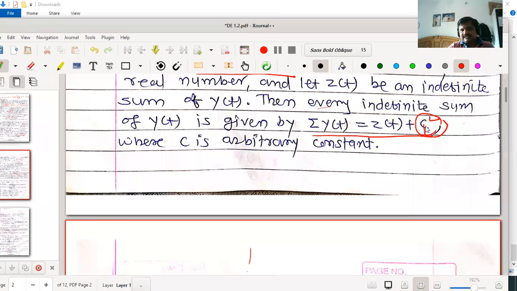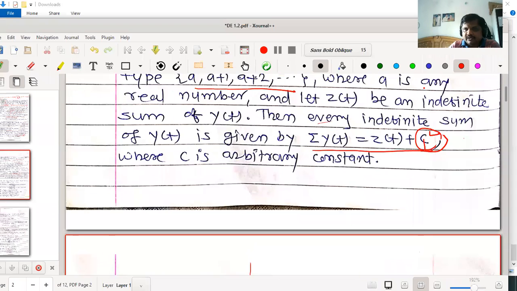if the domain set t is the set of natural numbers, then you can write summation of y(t) equal to z(t) plus c. If this domain set t is not the set of natural numbers or integers, then summation of y(t) can be written as z(t) plus c(t), where delta c(t) equals 0. That is this result. Okay.